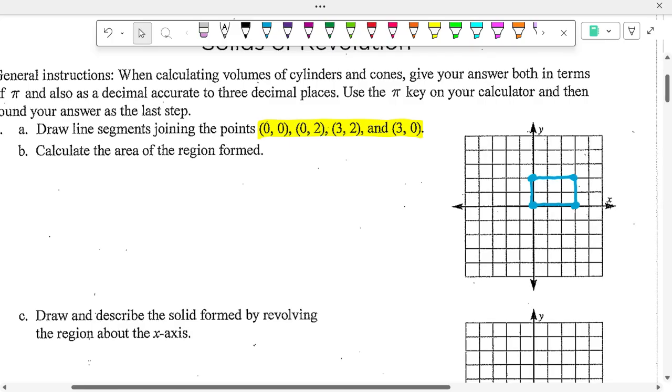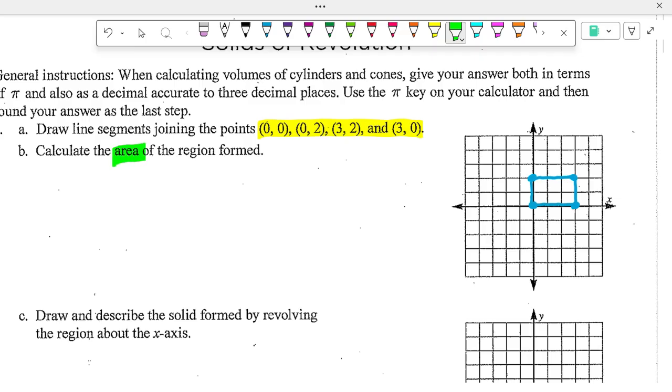We have a rectangle here. Before we do anything, we're just going to calculate the area of that rectangle. So, who remembers how to calculate the area of a rectangle? Length times width. Now, how can I determine my length and width of this rectangle? Just count the units. So what's my length? 3 is my length, 2 is my width.